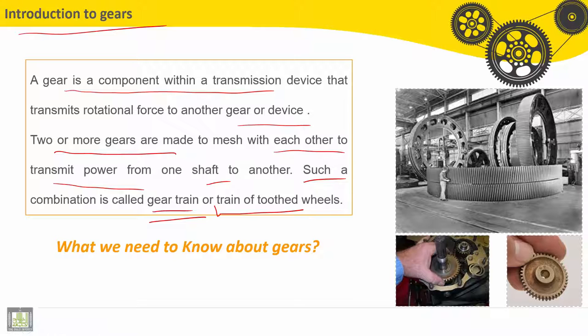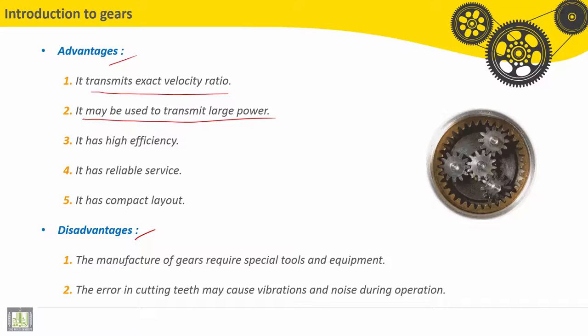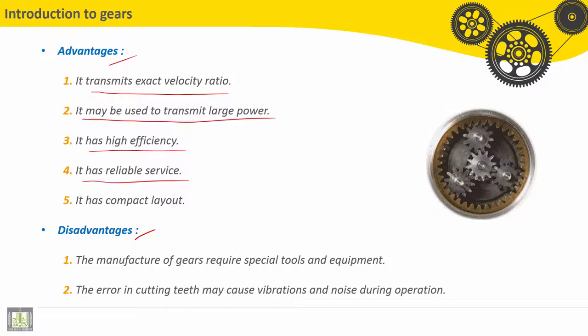So really, what do we need to know about gears? Let's start by presenting some advantages and disadvantages of gears. First advantage, it transmits an exact velocity ratio. Gears may also be used to transmit large power. They have high efficiency and reliable service. Finally, they have a compact layout.